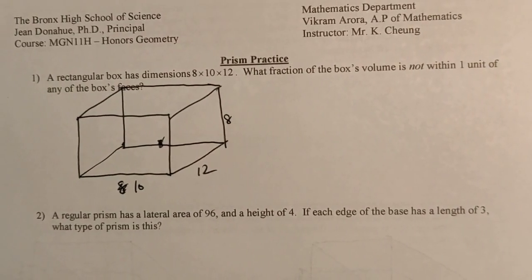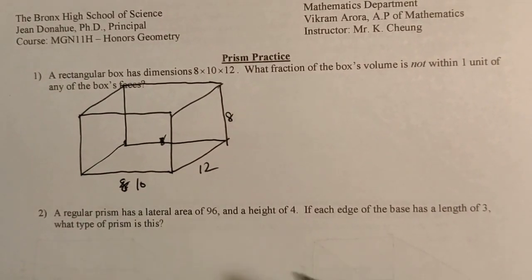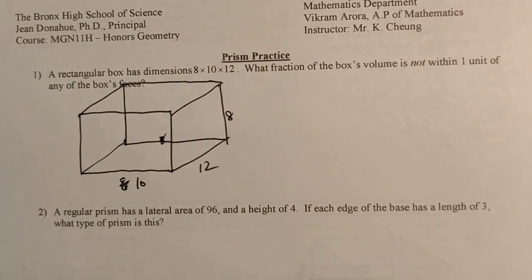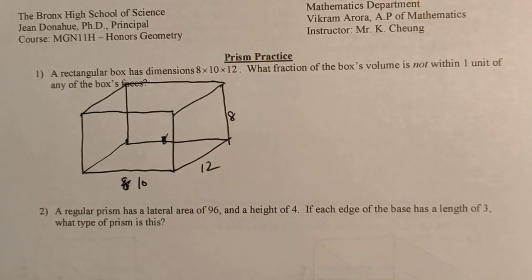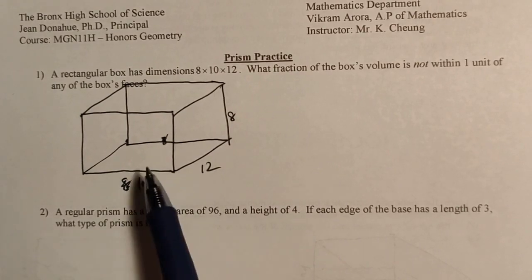Okay, everybody, let's have a look at the handout here. So we're going to look at the problems on this. The first one we're going to see here, we have this rectangular box with dimensions 8, 10, and 12. What fraction of the box's volume is not within 1 unit of any of the box's faces?